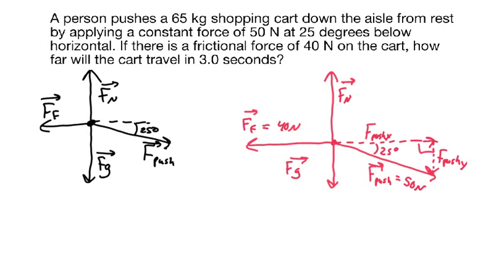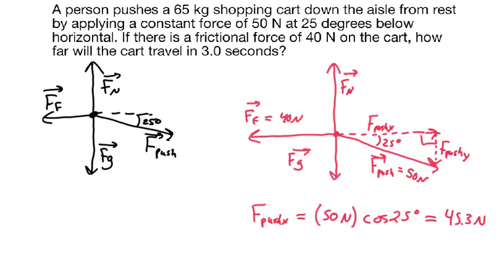So I want to get a number for this x component of the pushing force. I already have a number for this frictional force, and that'll let me figure out what the overall force in the x direction is. I'm just going to do a little trig to figure out that x component of the push force. By using cosine of 25 equals the adjacent side over the hypotenuse, I can figure out that the x component of that force is 45.3 newtons.